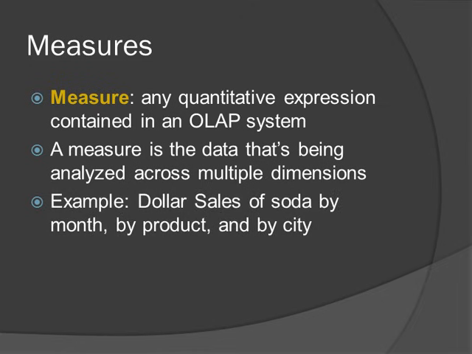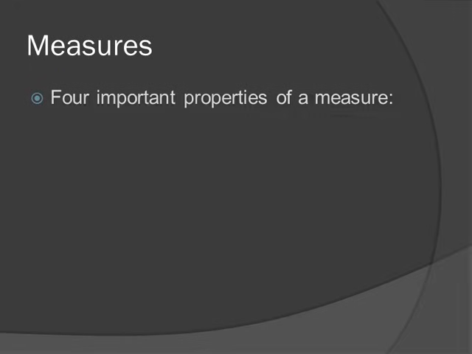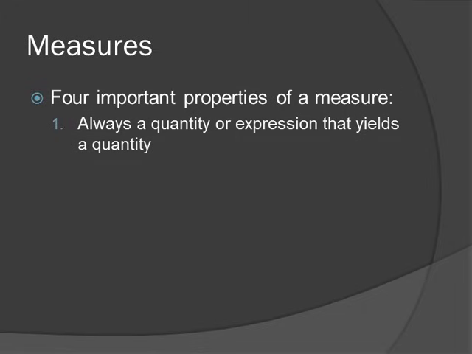For example, dollar sales of soda by month, by product, and by city. The measure is dollar sales, and each intersection of the three dimensions has a different dollar sales value. The total of dollar sales is the sum of the values of all combinations of members at the lowest level. There are four important parameters for what measures are and how they work in multidimensional analysis. First, a measure is always a quantity, or a mathematical formula that yields a quantity.